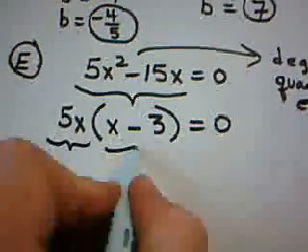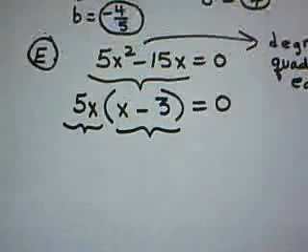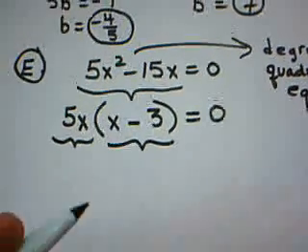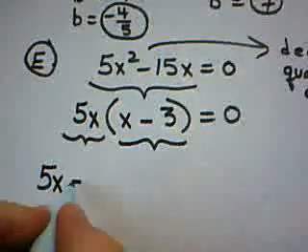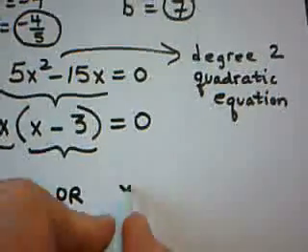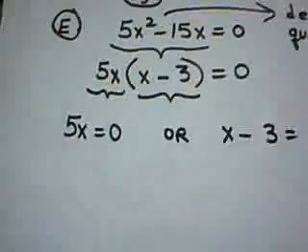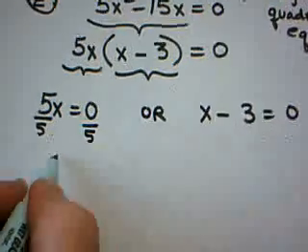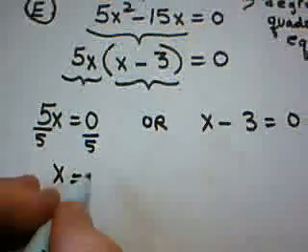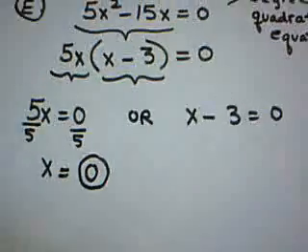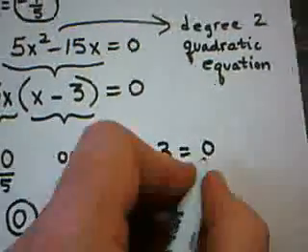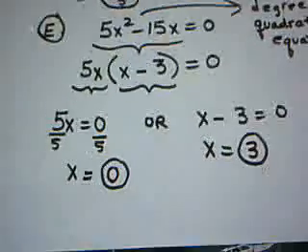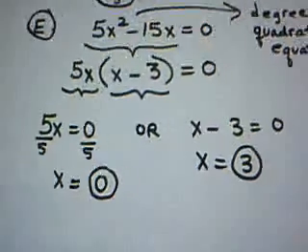If two factors are multiplied together to give me 0, then by the zero factor property, or zero factor principle, either the first factor is equal to 0 or the second factor is equal to 0. If 5x equals 0, when I divide by 5, 0 divided by 5 is 0, so that's one of my solutions. If x minus 3 is 0, x is equal to positive 3. So I have two solutions to this equation, 0 and 3.